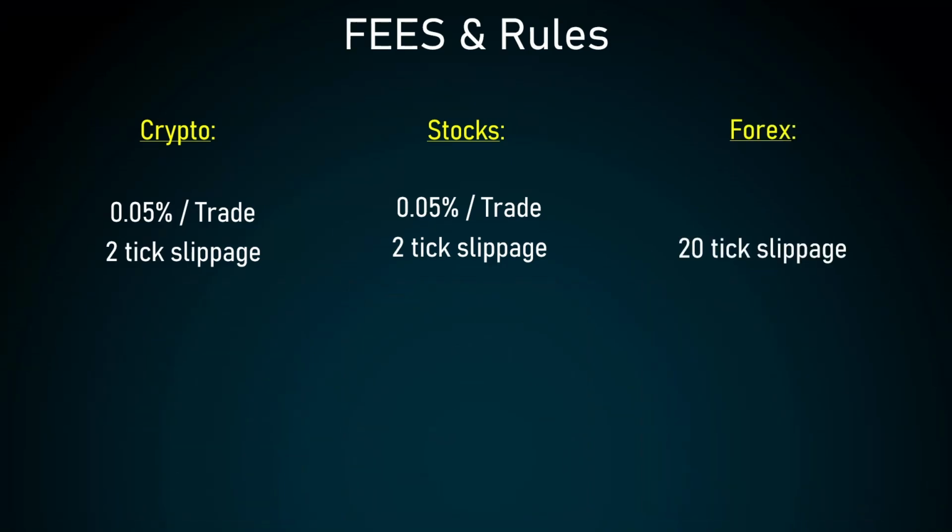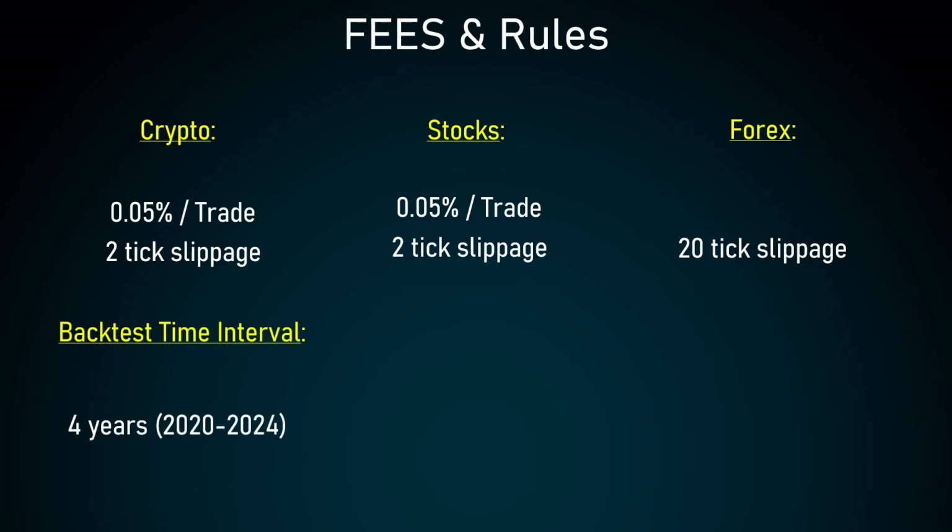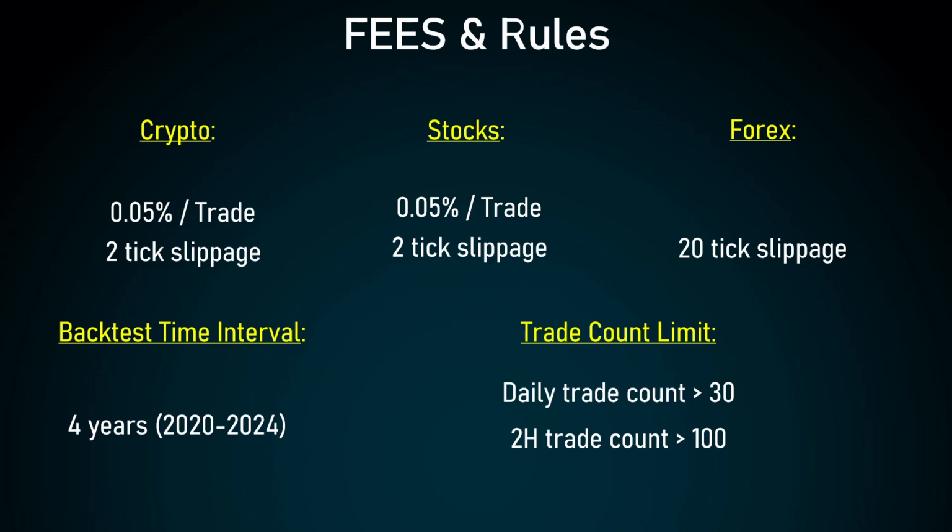I will backtest each setup on the last 4 years of price data, and I set up a trade count limit to only keep statistically significant results. On the daily, the minimum trade count is 30, on the 2-hour 100, and on the 15-minute 200 trades.